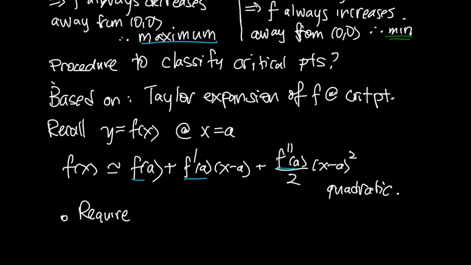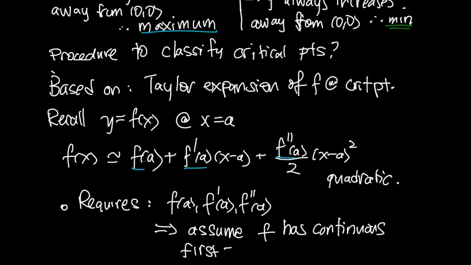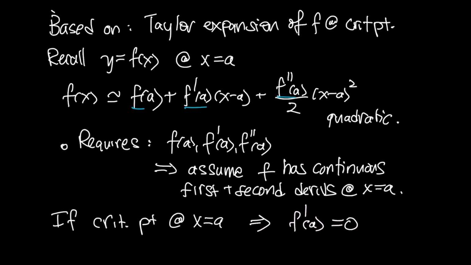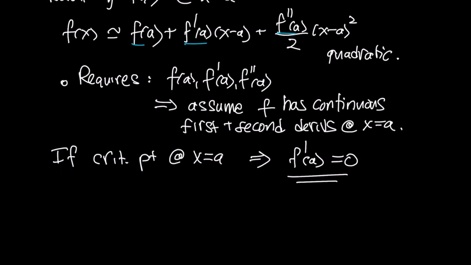This requires that we have a function that's defined at the point, a derivative that's defined at the point, and a second derivative that's defined at the point. But we're also going to assume that they are continuous at the point because we want the resulting approximation to be continuous as well. So we are going to assume that the function f has continuous first and second derivatives at the point x equals a. If we have a critical point at x equals a, the only option is that the derivative must be 0. We don't want to talk about the situation where the function doesn't have a derivative at a, because then we wouldn't be able to get the second derivative out.